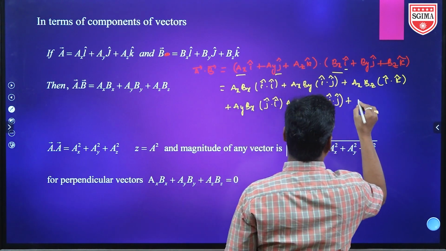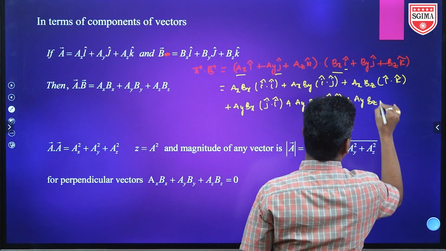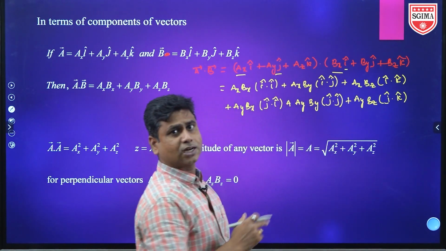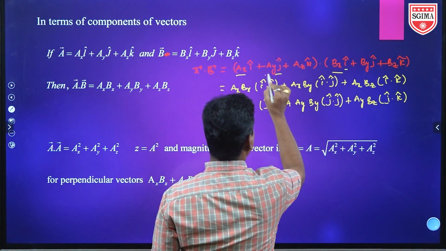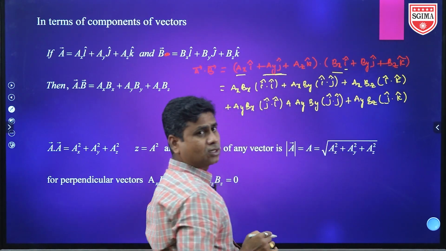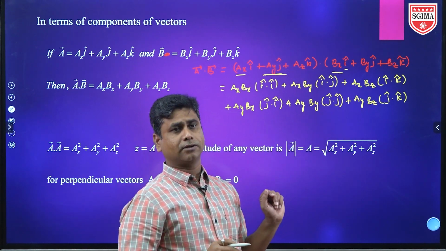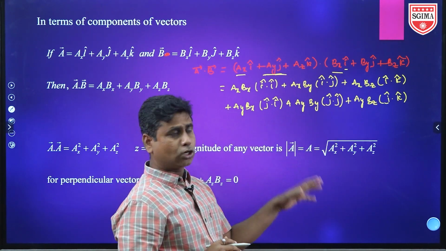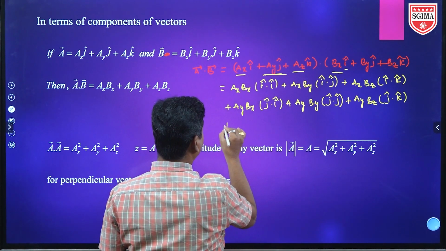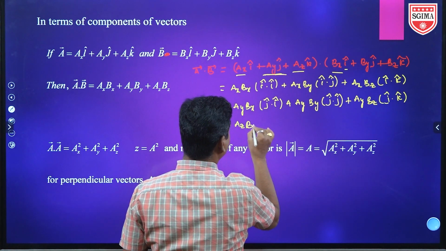Plus ay bz, j cap dot k cap. Again we get three terms with the second term, ay j cap, multiplied with the total b bar vector. It is just general multiplication, but here we maintain the dot because it is a dot product. Next, az k cap, plus az into bx.